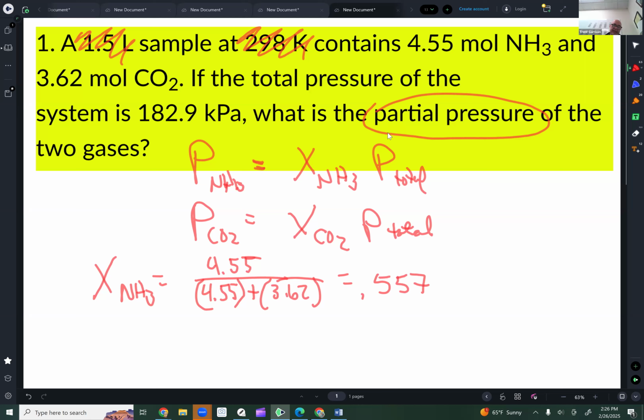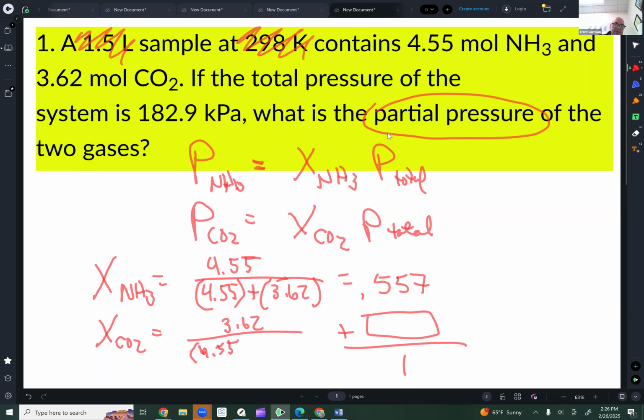0.557, meaning that we could do the mole ratio of CO2, or we just know that if you add the sum of those two mole ratios, it's got to equal 1. These are percentages. So in other words, it's 55% NH3. That means it's going to be 45% the other gas. But I'll show you how to do that still. So 3.62 divided by 4.55 plus 3.62. And what you'll get is 0.443 as my value. So again, those two would add together to equal 1.